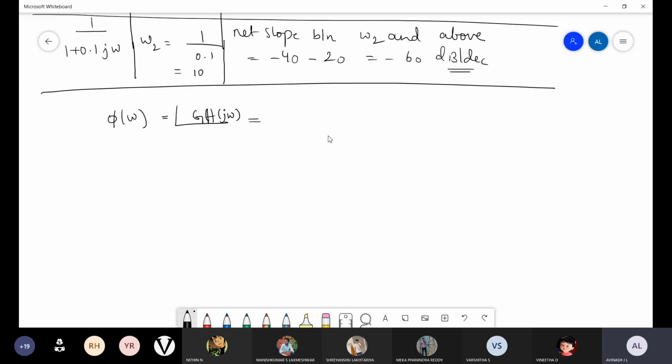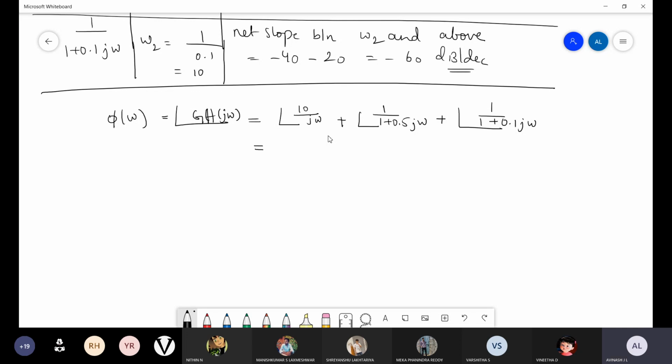In this g into h of j omega, we need to find the angle of each and every factor. What is the first factor? The first factor is the angle of 10 divided by j omega. Next is plus angle of 1 divided by 1 plus 0.5 j omega, plus angle of 1 divided by 1 plus 0.1 j omega. So three factors are there, and the angle of each and every factor we need to find out.